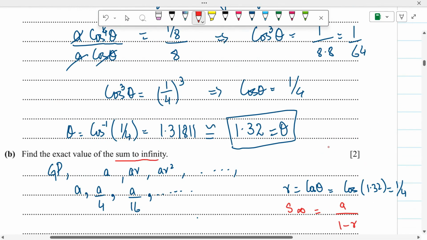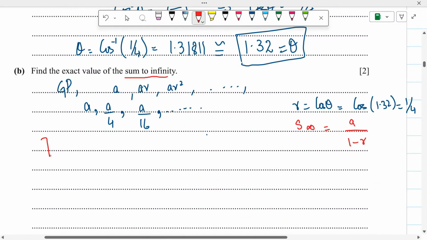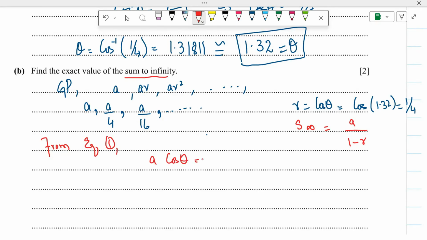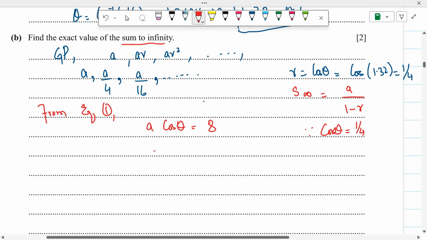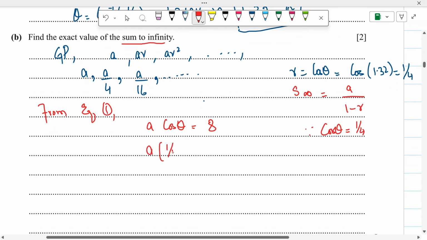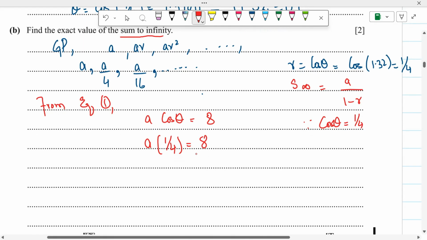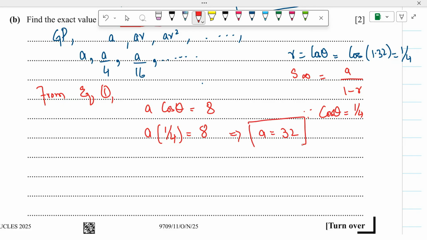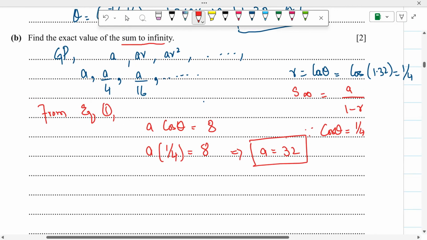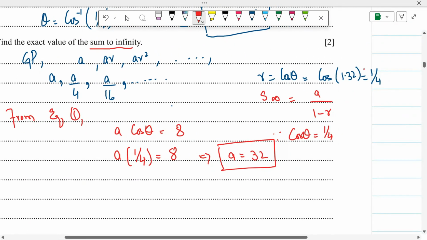To find the value of a, we will use equation 1. From equation 1, a cos of theta is equal to 8. We know that cos of theta is 1 over 4. So a times 1 over 4 is equal to 8, which gives a equals 8 times 4, which is 32. Now we have the first term a and the common ratio r.